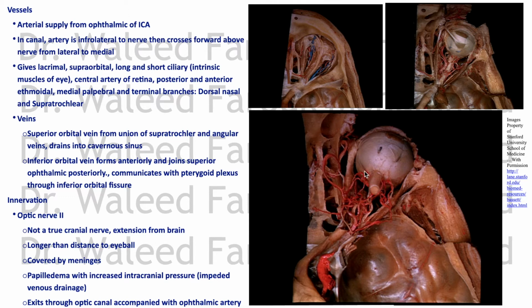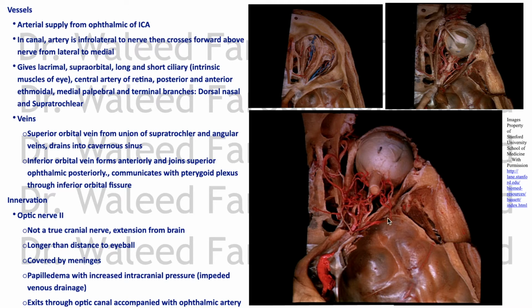Now the veins are the superior and inferior ophthalmic veins. The superior ophthalmic vein forms by anastomosis between angular and supratrochlear from the outside, enters the orbit and drains all the corresponding branches, and exits to the cavernous sinus, draining into the cavernous sinus. The inferior one forms at the lower orbital margin and drains into the superior one and has a connection with, remember, the pterygoid venous plexus through the inferior orbital fissure.